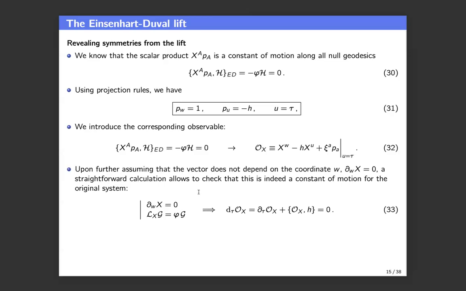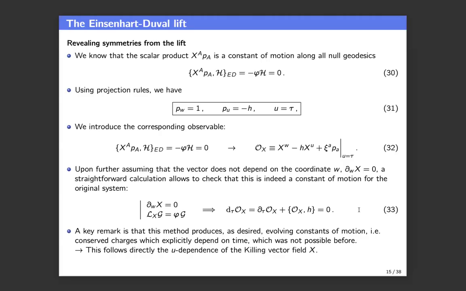Now you can show that, because on the lift you have a Killing vector, which is partial W, you can always focus on the observables which are independent of W. In this case, if you solve this additional constraint on top of the conformal Killing equation, you will find that this is indeed an observable for the initial mechanical system you started with, where H is the Hamiltonian for the initial system. So the important point here is that the method produces, as desired, the evolving constants of motion that I introduced before. So the conserved charge which explicitly depends on time, something which was not possible from the superspace metric. And this follows from the U dependency of the Killing vector field X that you can find.